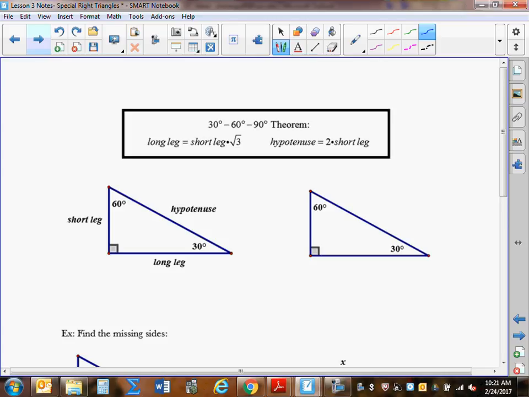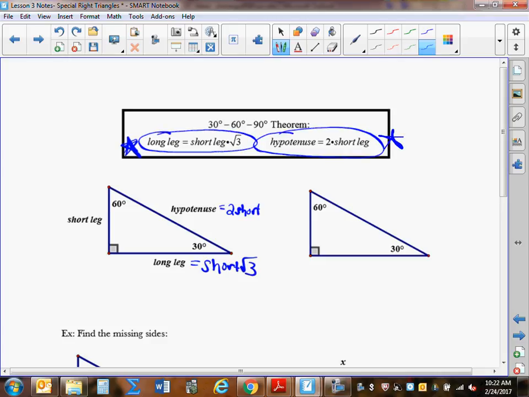All right, so the format for a 30, 60, 90 triangle is that we usually start with our short leg. Our short leg times the square root of 3 is the long leg. Okay, so the long leg equals short times root 3. Your hypotenuse is actually just double the short leg. So your hypotenuse is just 2 times the short, or short times 2. So that's these two equations up here. So put a star, circle those, something to make that stand out.